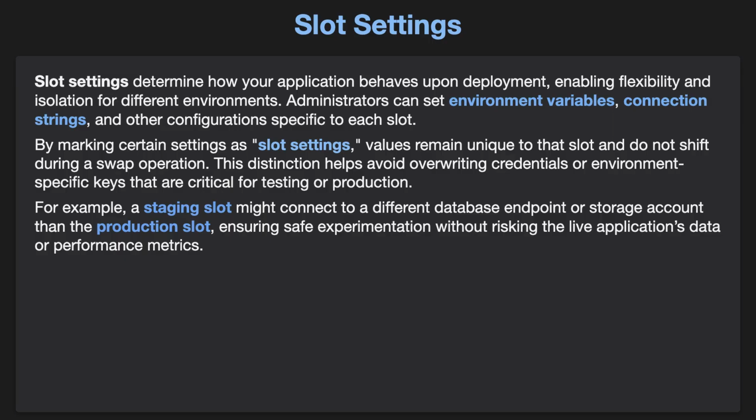For example, a staging slot might connect to a different database endpoint or storage account than the production slot, ensuring safe experimentation without risking the live application's data or performance metrics.